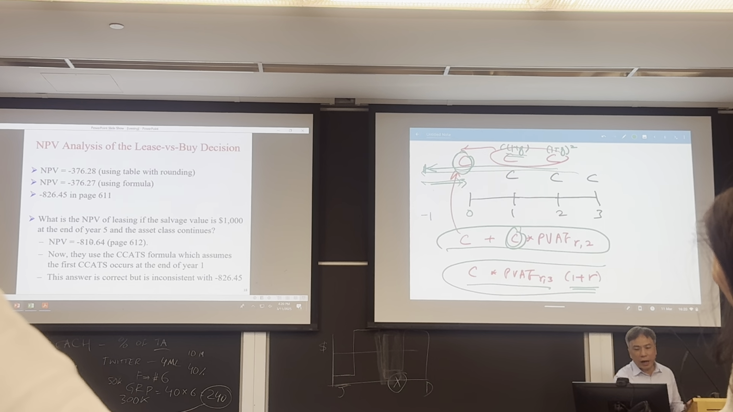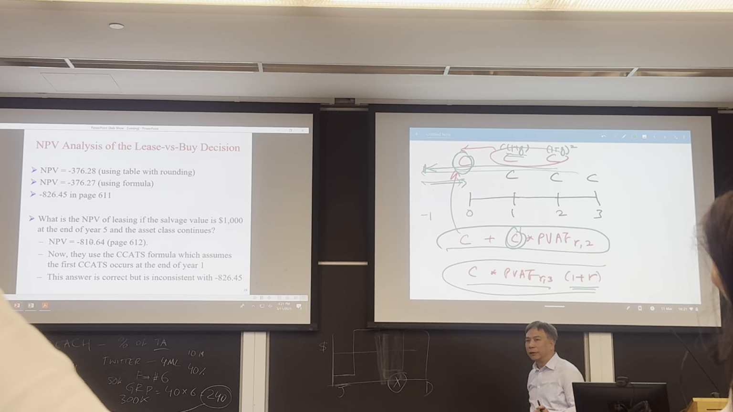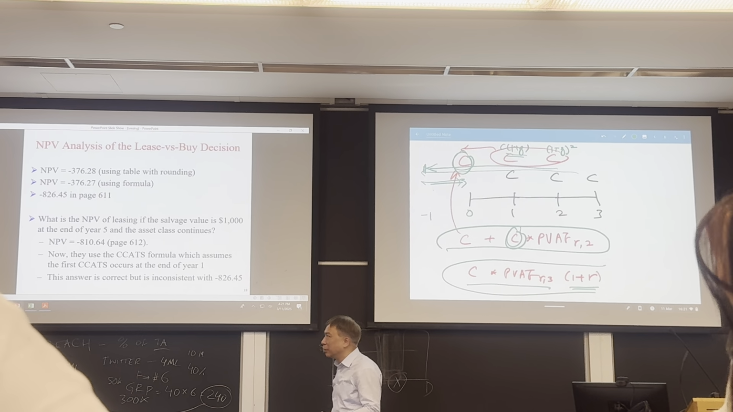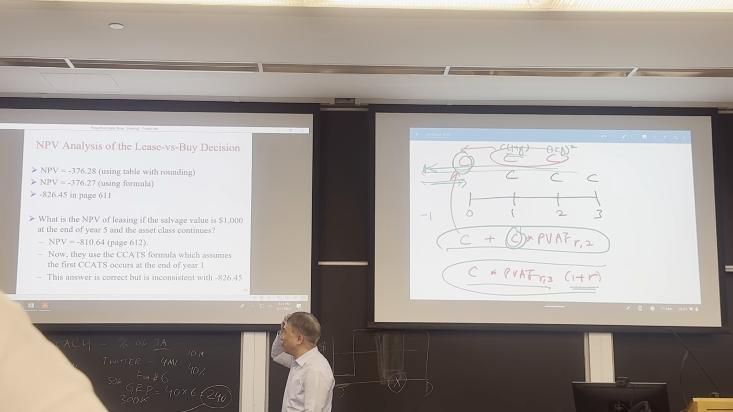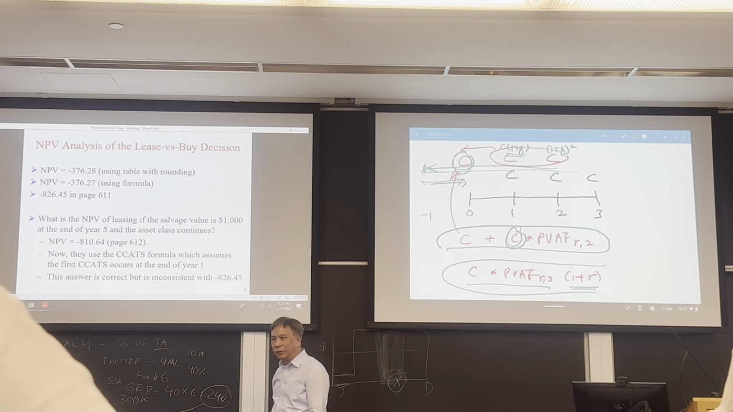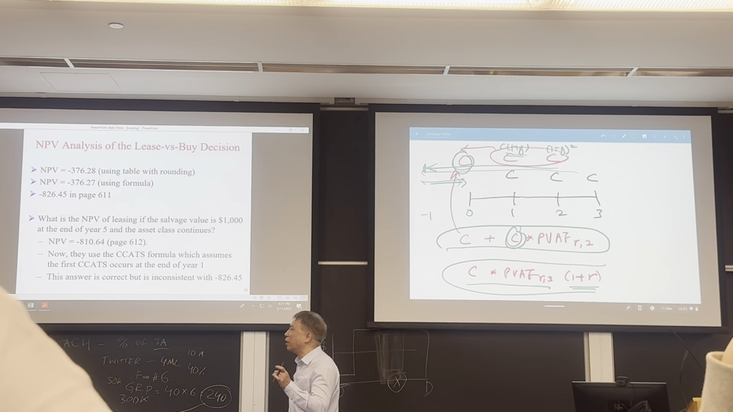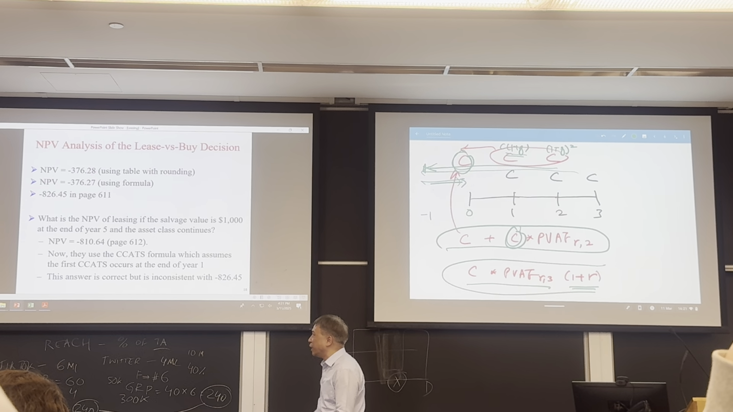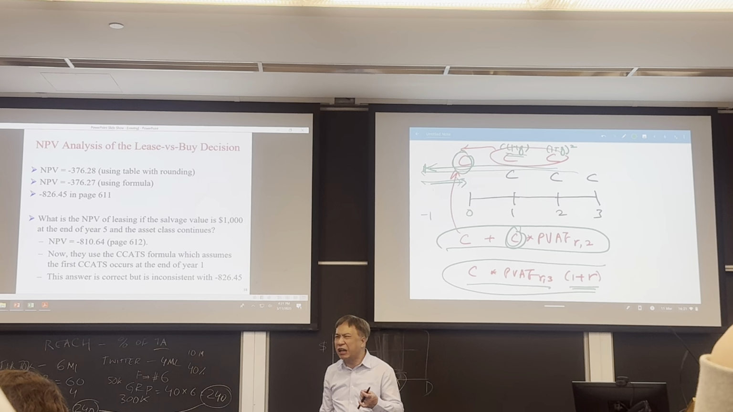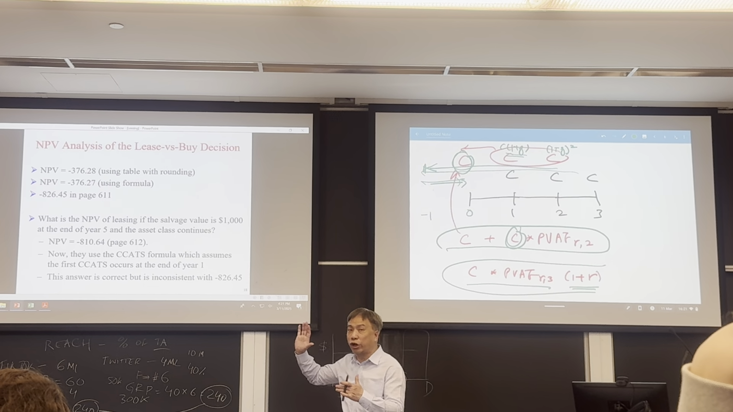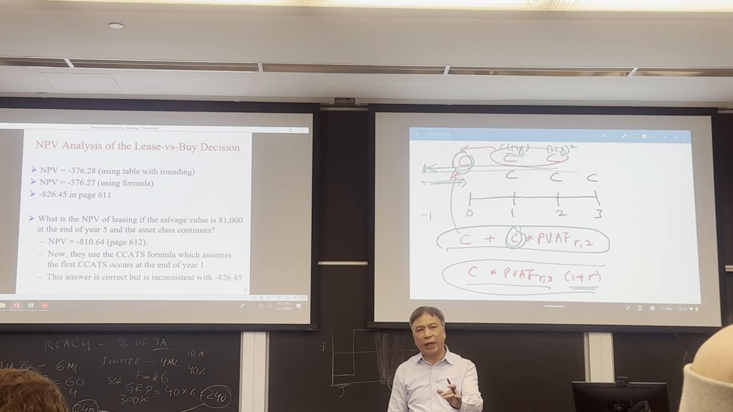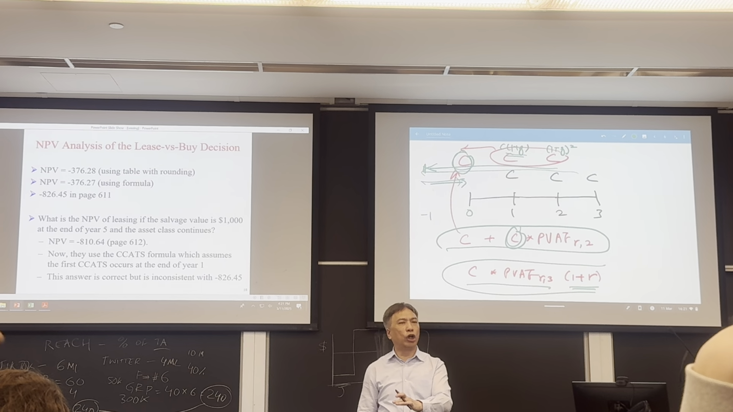Now they get 810. Now the problem is, this number doesn't make sense. If you look at it, without the salvage value of 1,000, the NPV is negative 826. With $1,000 of salvage value, the NPV is only $16 different. Now, even if the asset class continues or terminates should not make a major difference, because if the asset class terminates, you have terminal loss.